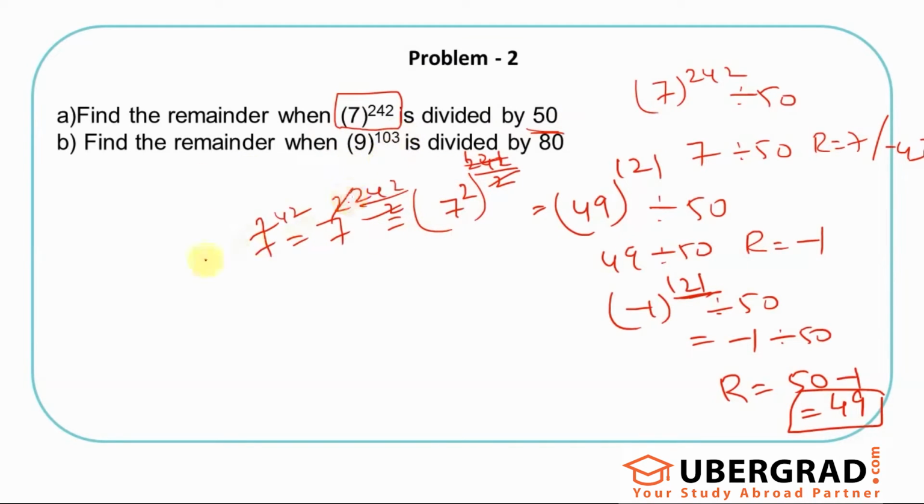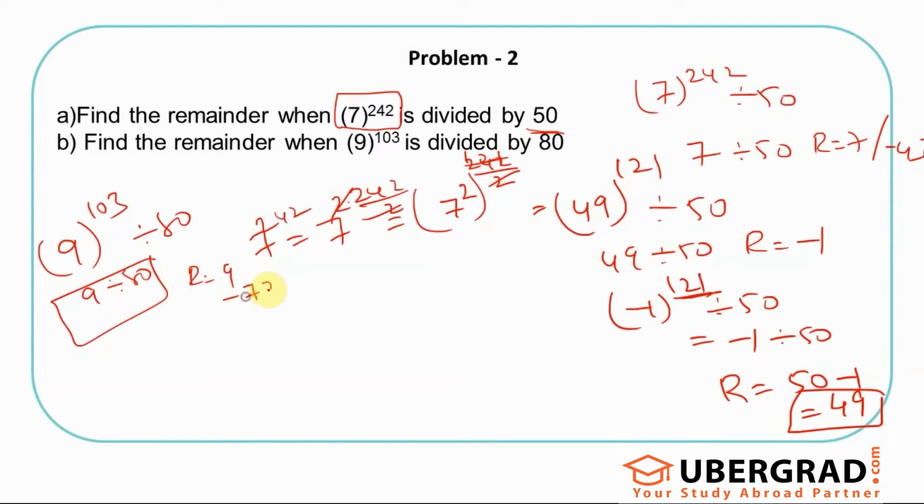9 power 103 divided by 80, same concept. So what would I do? 9 power 103 divided by 80. Again, dividing 9 by 80 is not going to give me any relevant help. The remainder is 9 or minus 71, which is not of much use. So what would I do? Again, I do a square, but what am I getting? I'm getting 103 by 2, which is not a favorable situation.